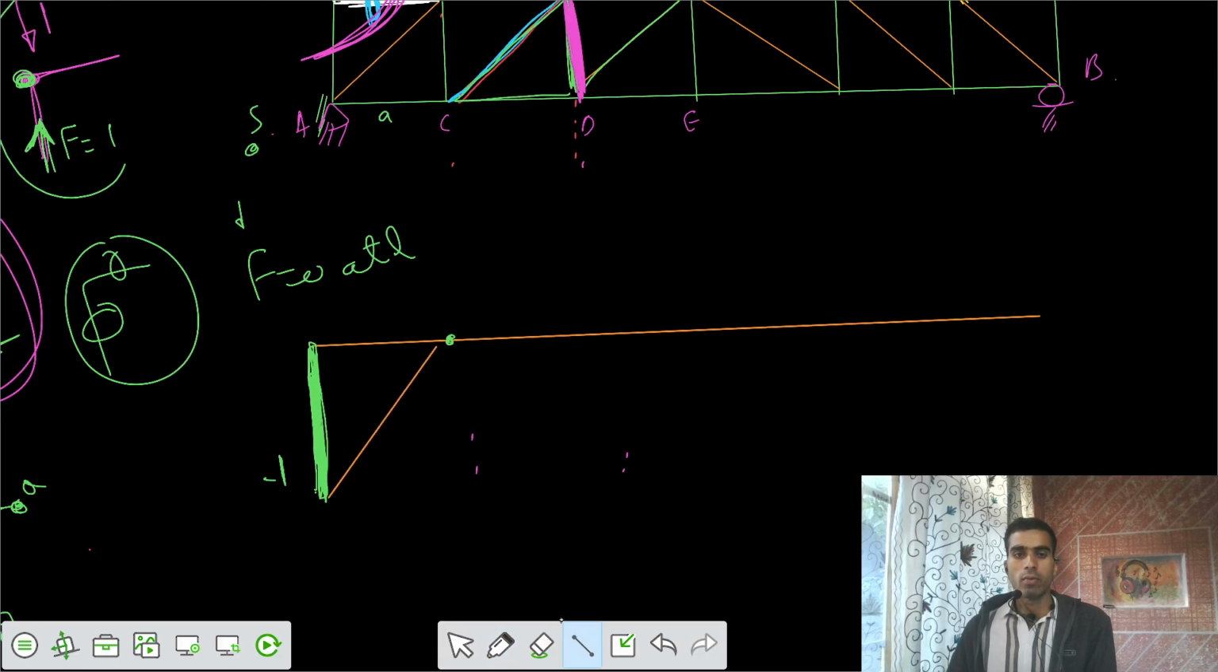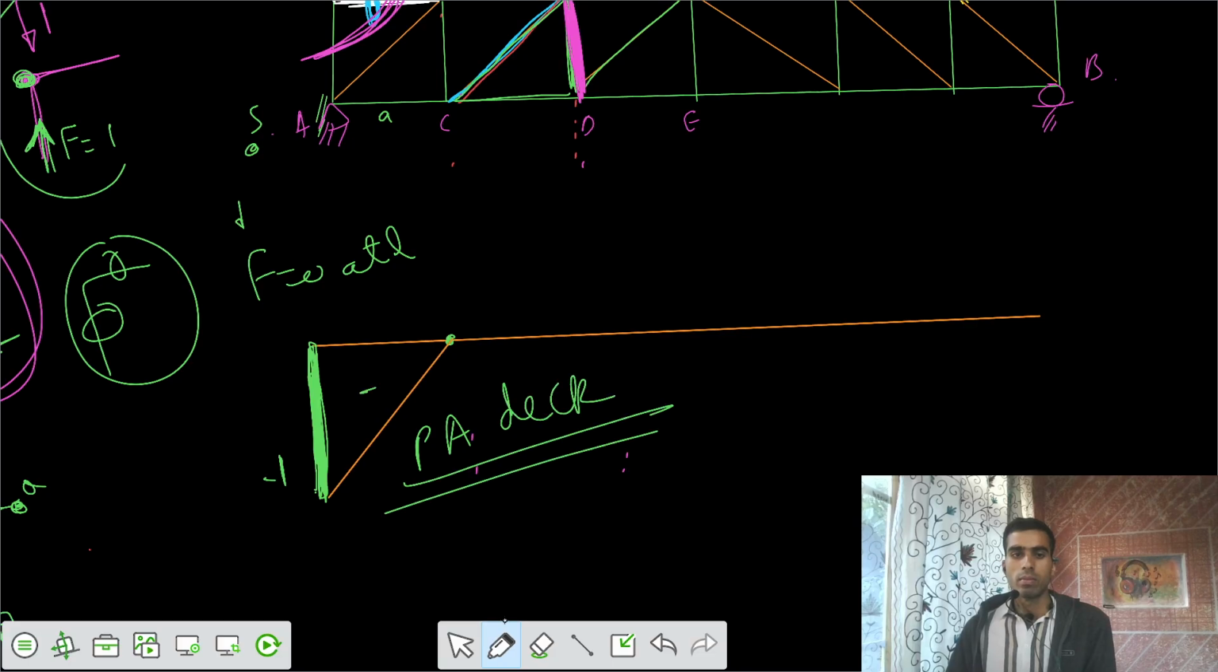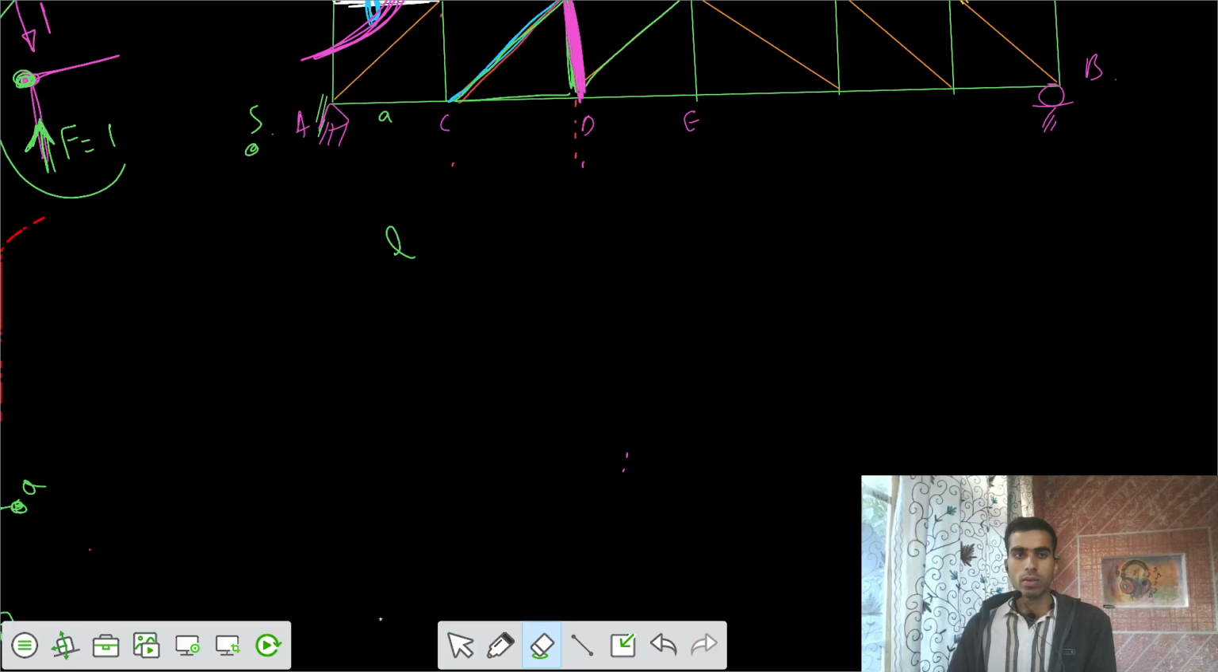So the diagram would be in this way. This is your P. This is your PA deck type, minus 1, deck type. And one more thing is QC through type. Let's go for QC through type.